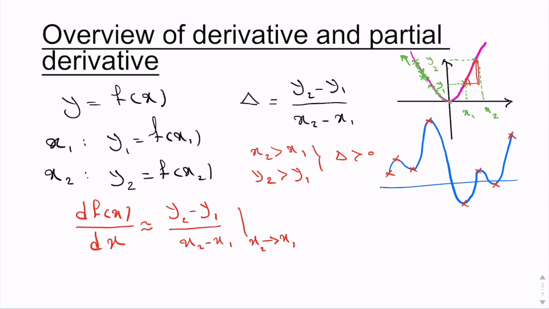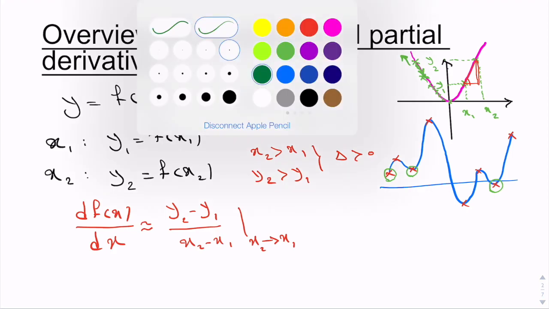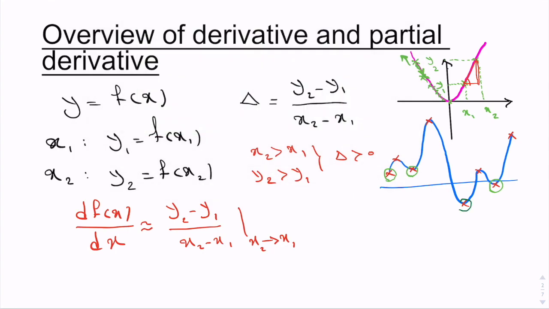These minima are called local minima, and this minimum is the global minimum. We also have local maxima and a global maximum. So for this case, this point is a global maximum and these points are local maxima, right?